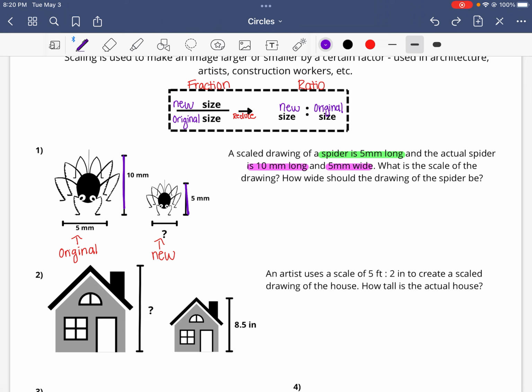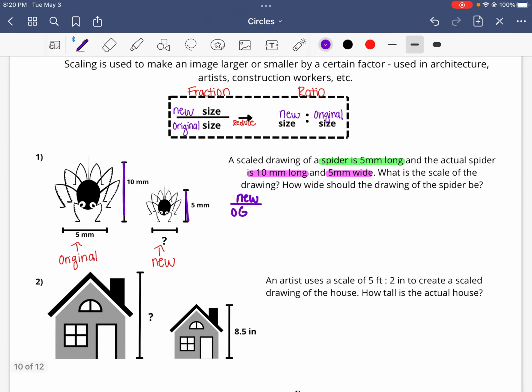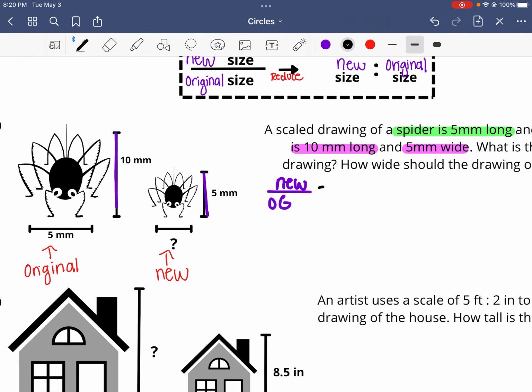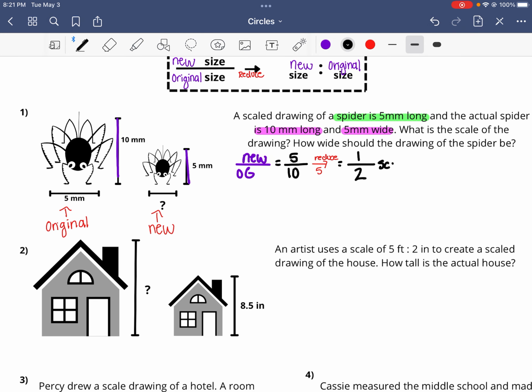So remember that the formula is the new size divided by the original, which I'll put as OG. I'm just going to write this as a fraction. My new one is 5 millimeters long. And my original one, my actual spider, is 10. So now I'm going to go ahead and reduce. By looking at this and knowing your times tables, you know that we should reduce by 5, okay? So this is equal to 1 over 2. And this is my scale factor, okay?